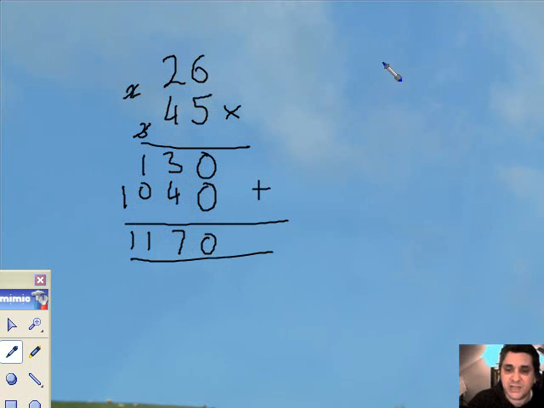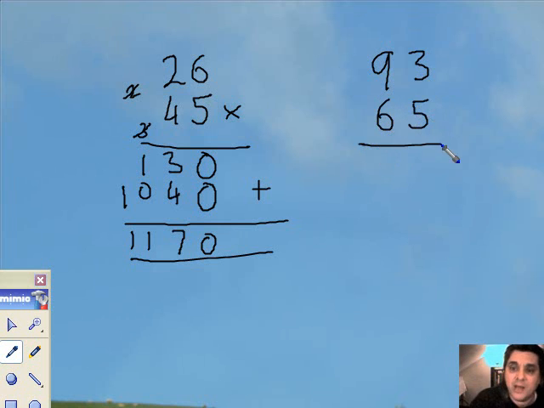I've got 93 times 65. Again, sorry you can't use a calculator. You have to get over it. Just get good at it really. There won't be a whole paper full of these, but there will be something involving multiplication and division where you don't have to use a calculator. You're not allowed to use a calculator.